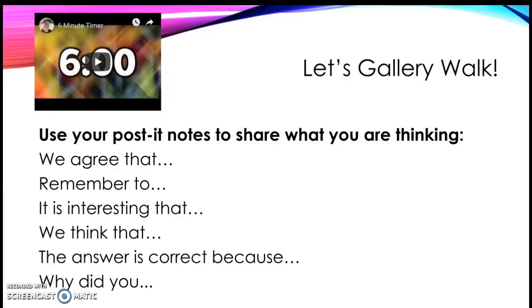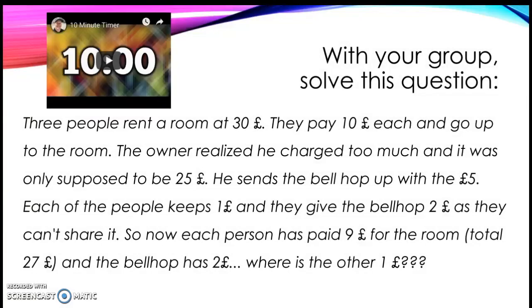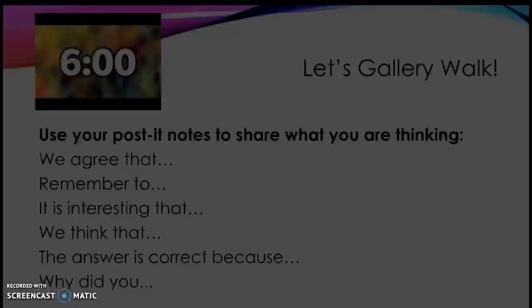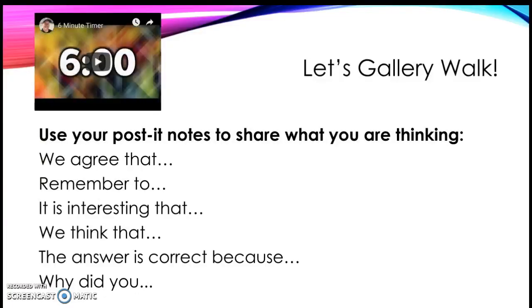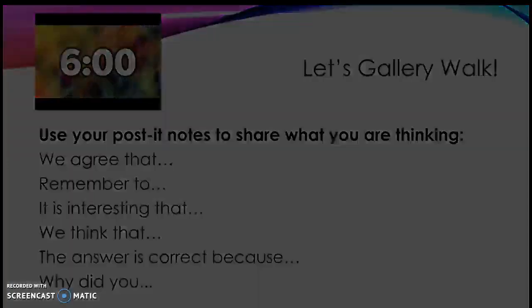So after they did that question, they had to prepare a poster that they knew other teams would come around and give them feedback using things like they agree with them, they disagree, remember to. So as they created the poster that represented their thinking here, they knew that they were going to share with others and others were going to share with them. Here's what that looked like.